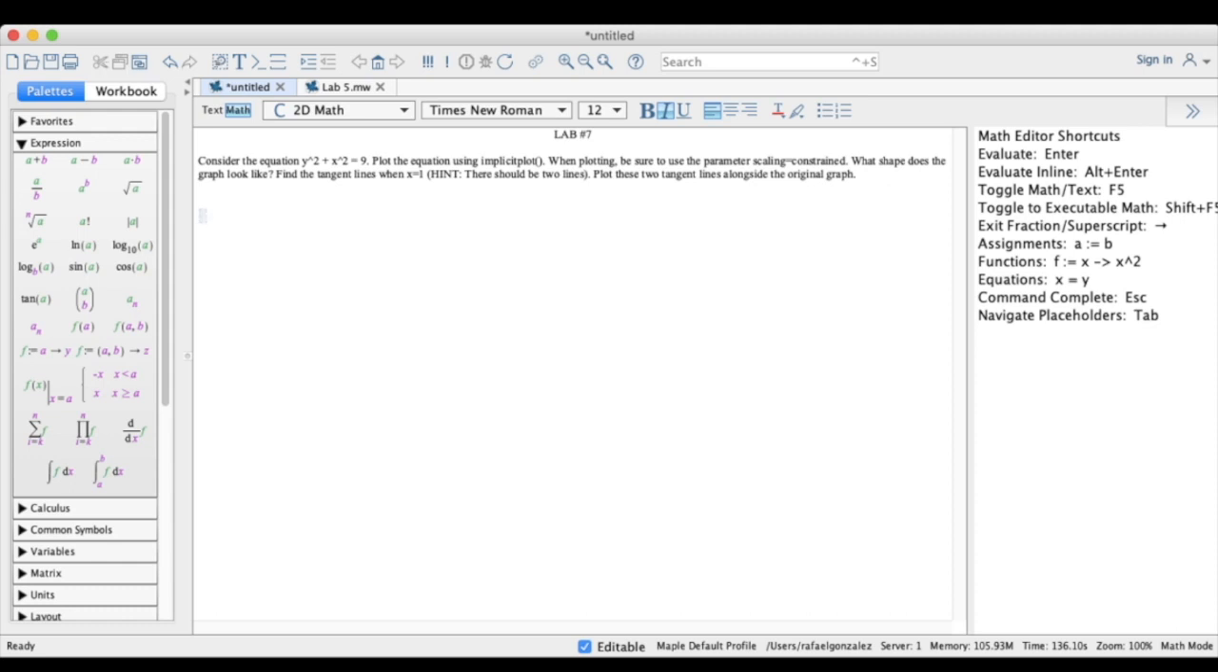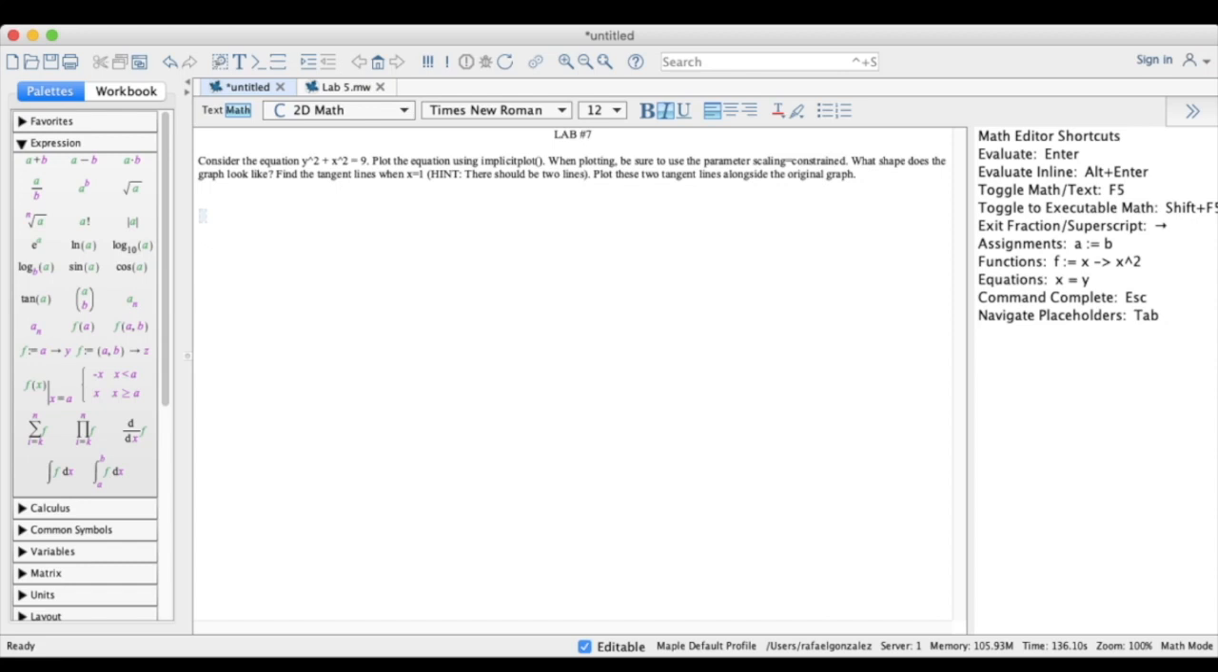I want you to describe the shape of the graph, find the tangent line at a particular point, and then plot the tangent lines with the graph together on the same picture. Notice that there's a hint there. There will be, at least for this problem, two tangent lines. So without further ado, let's get into this.